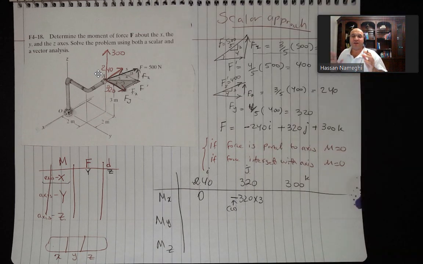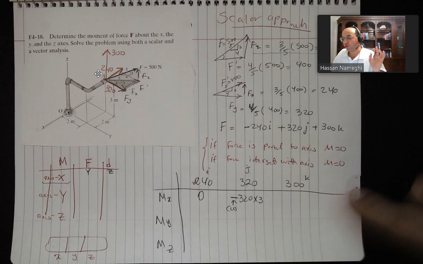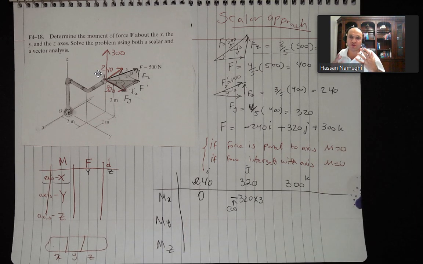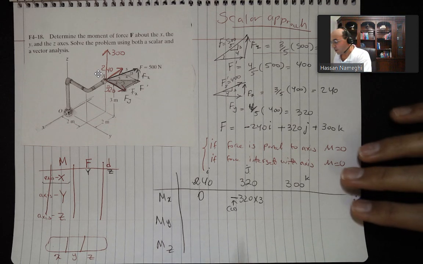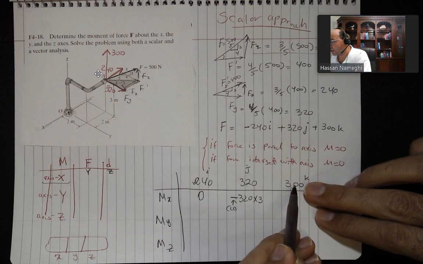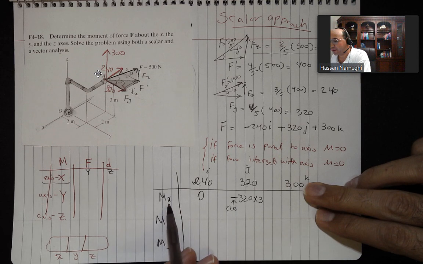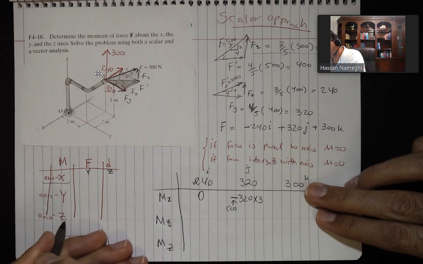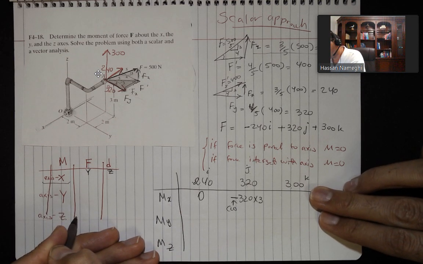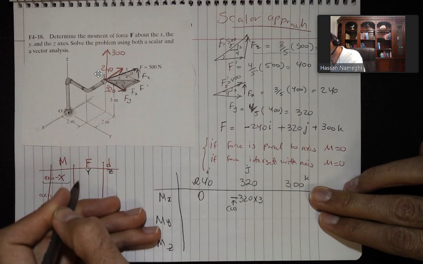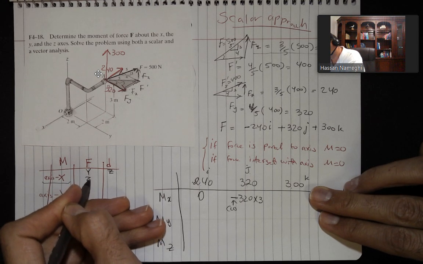So remember, if we have 4 forces, you have to do 12 combinations. In this case, I have 3 forces. I do moment about 3 axes. I do a combination of 9. So the force 300, that force is on the z. I do moment about the x-axis. So the force is on the z. We do moment about the x-axis. Where is our distance going to be?